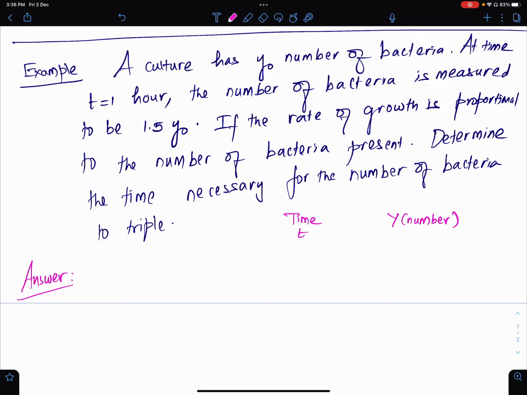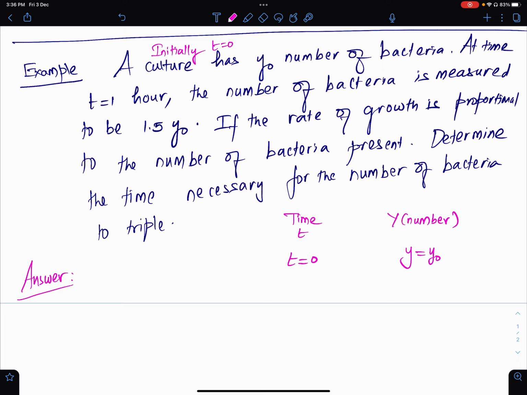So you can take initially, in the sense when t is 0, how many bacteria? There are y naught number of bacteria. So see the first condition: when t is equal to 0, the number of bacteria is y naught. See how I am converting the first sentence to a condition. When time is 0, the number of bacteria is y naught.